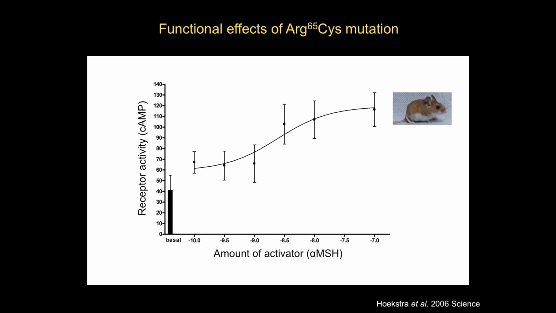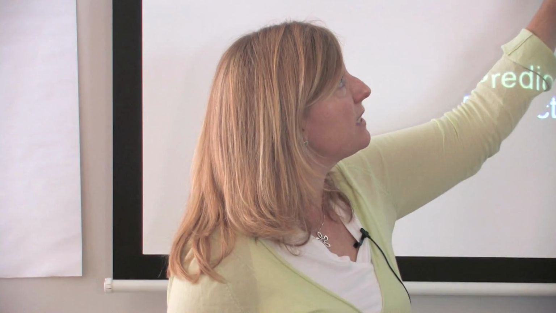And so when you turn on MC1R, levels of cyclic AMP go up and you get dark pigment. If you turn down MC1R, you get light pigment. So our hypothesis is that this mutation, this arginine-to-cysteine mutation at position 65, either reduces the receptor activity so that there's less cyclic AMP and we get more blonde mice, or it reduces how well these ligands bind to the receptor. And if they don't bind as well, they don't get turned on as well, and then you also get blonde mice.